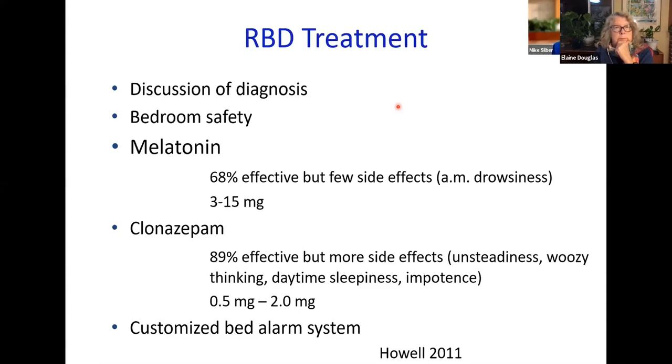And then there's a very interesting report from Mike Howell up in the University of Minnesota, who reported using a customized bed alarm system commercially available, where the bed partner speaks into a microphone and says, "Darling, nothing's wrong. You're not being attacked. Lie down, go back to sleep." And then when there's movement, it triggers that voice. And he reported being effective. I have very little experience with that, but it is certainly something non-medical that could be tried.